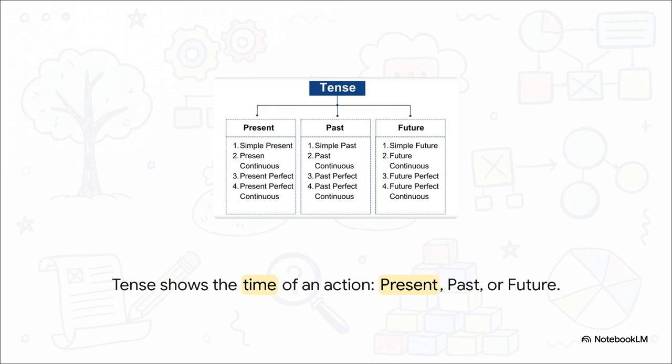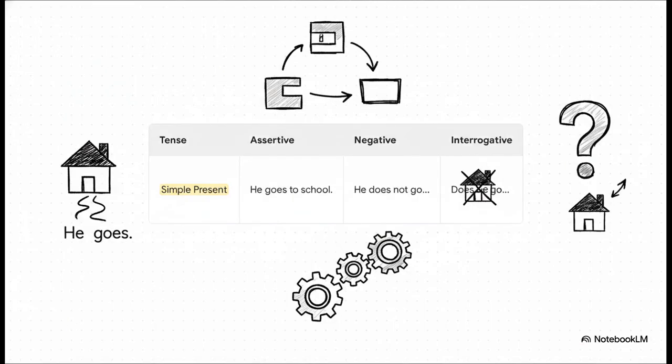Tense is simply what tells us when an action is happening. Is it now, in the past, or in the future? Now, you might see all 12 tenses here and start to panic, but don't. You don't need to memorize them all. The key is just to understand the pattern they follow. And trust me, they all follow a predictable system.